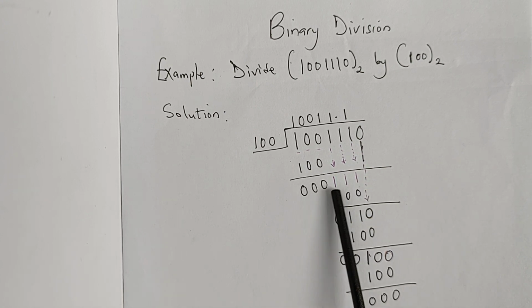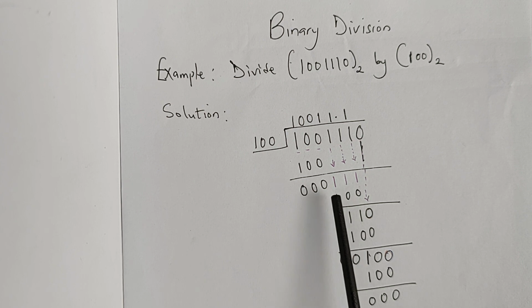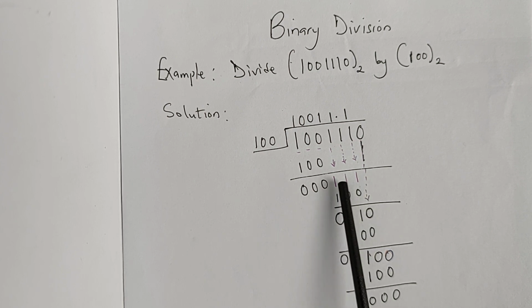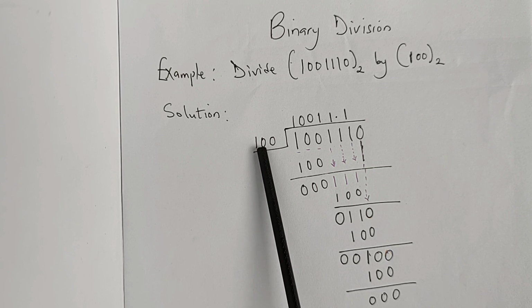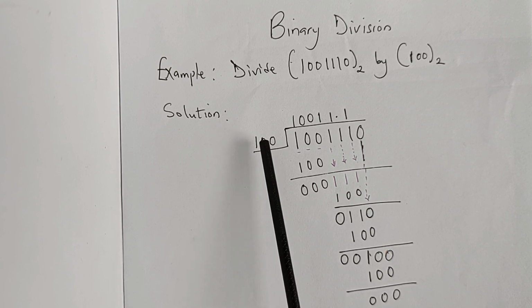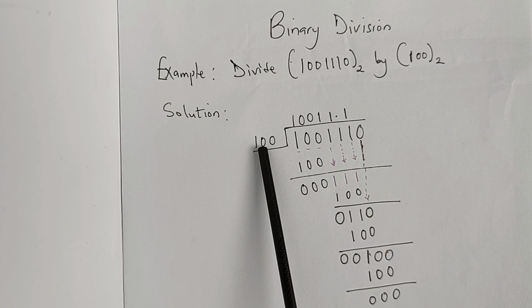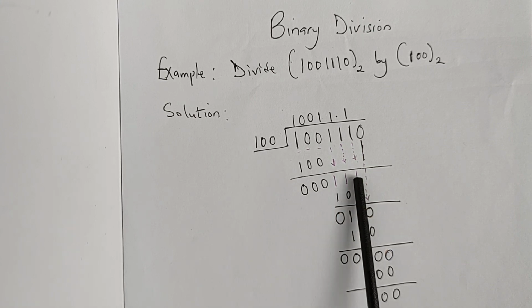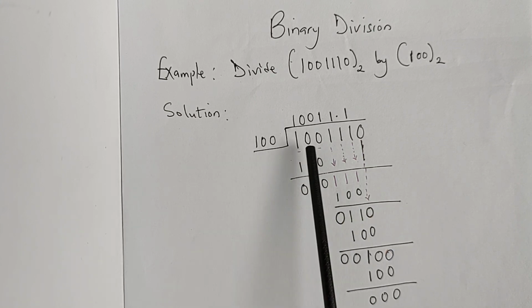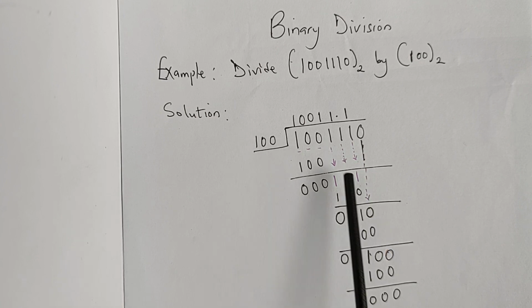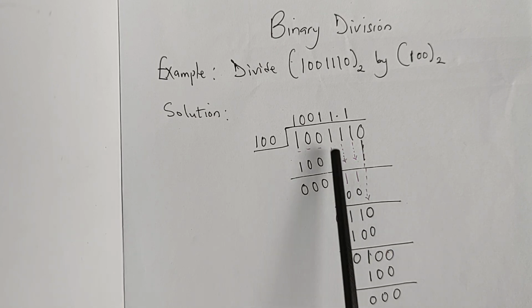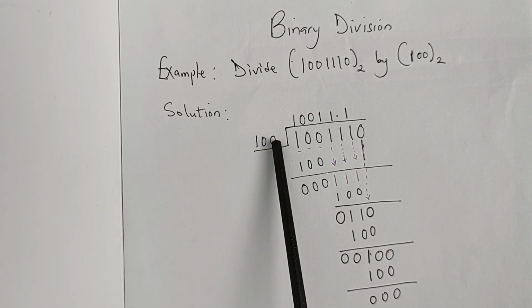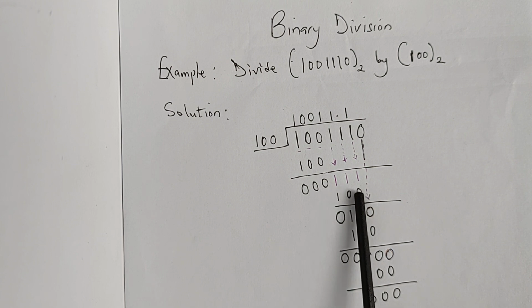So we have 111. Since we have 111, the equivalent in decimal is going to be 7, which is larger than 100. So how many times would 100 go into 111? Of course, what you're doing is saying how many times will 4 go into 7? It's just going to be 1. So we write 1 up here. We say 1 multiplied by 100. We have 100.